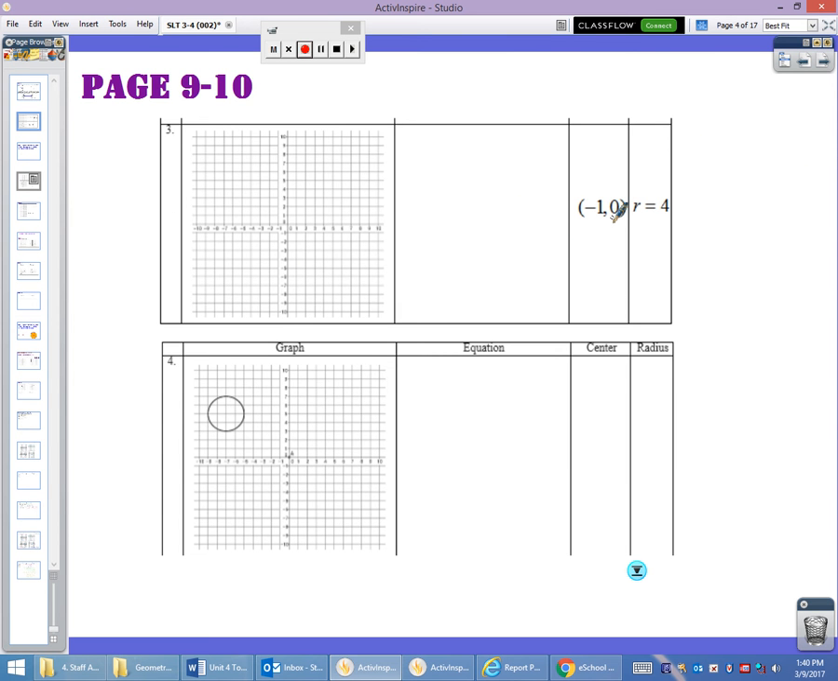Number 3, if the center is at -1, it would be x plus 1 squared plus y squared, or y minus 0 would be fine, which equals 16 because it's the radius squared. Here the center is right here at, it looks like, -7, 1, 2, 3, 4, 5, so -7, 5. The radius is 2 because I just counted up from the center. So this would be the equation.